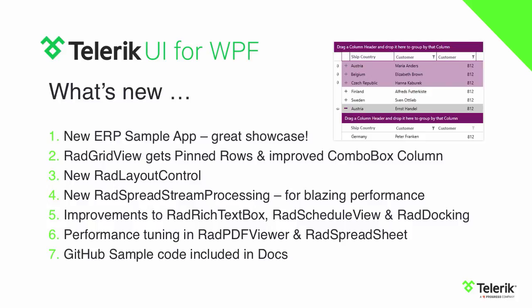Now, our WPF suite has had Office-like document processing through what we call the RAD spread processing. And if you're loading and displaying the documents to the user, you should continue using that. But now there's a new kit. It's called the RAD spread stream processing, which might sound like a mouthful, but essentially the trick is to avoid the entire document model. So it's rendering your documents entirely in memory in a stream, which allows for blazing fast exports. Now, in this release, you will find feature improvements throughout our WPF suite, including those in the RAD rich text box, RAD schedule view, and RAD docking, as well as performance tuning in the RAD PDF viewer and RAD spreadsheet. Another interesting thing that we did was the integration of GitHub sample code in our docs.